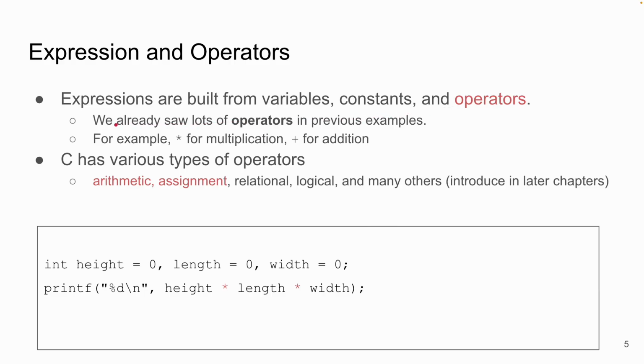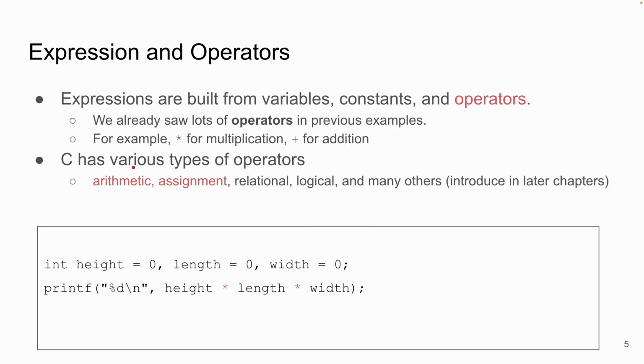And we actually saw a lot of operators in the previous example. For example, we already showed you this code before, right? So in this code fragment, you can see we have an expression here. In this expression, we have three variables, that is height, length, and width. And then we have different operators. We have one operator that is multiplication. And we also showed you an expression that uses this operator, addition.